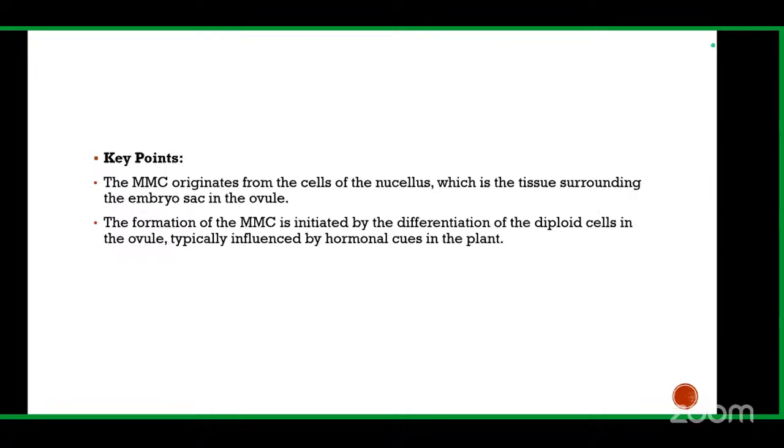So what are the key points? MMC originates from the cells of the nucellus, which is the tissue surrounding the embryo sac in the ovule. It is a very important question: from where does the megaspore mother cell originate? It originates from the nucellus. The formation of MMC is initiated by the differentiation of the diploid cells in the ovule, typically influenced by hormonal cues in the plant.